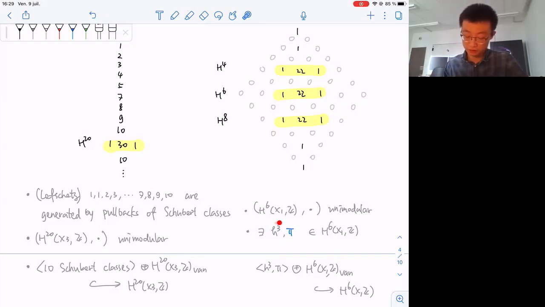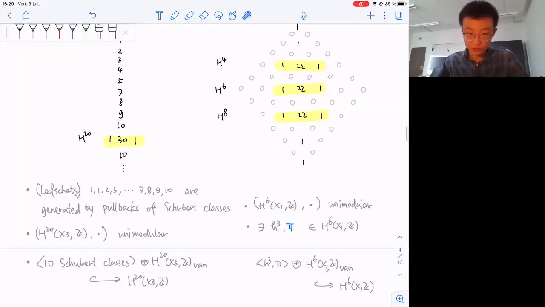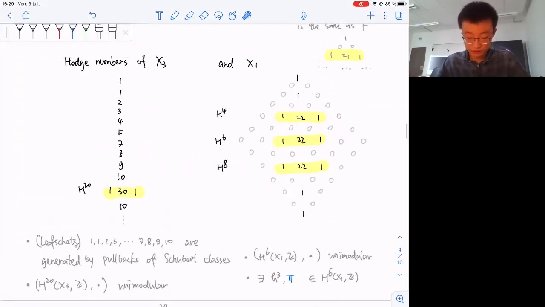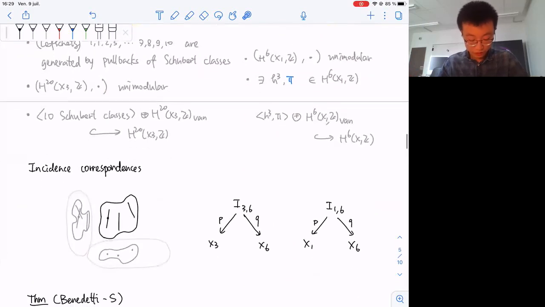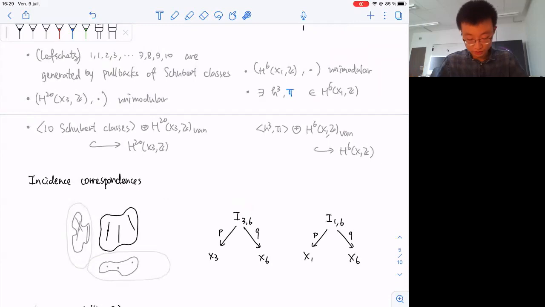So I claim that there are always 2 classes that are algebraic. And if I look at the orthogonal complement of these 2 classes, I get the vanishing part. So this is again a Hodge structure of type 1, 20, and 1. And now the goal is to compare these 3 Hodge structures of the same type. So again, we will use the same idea that we studied this using the incidence correspondence. Here I use the same picture as before, but the situation is going to be a bit more complicated.